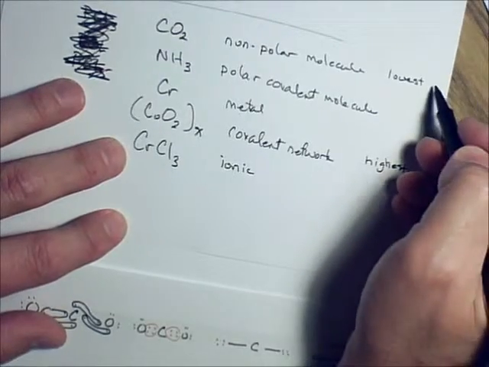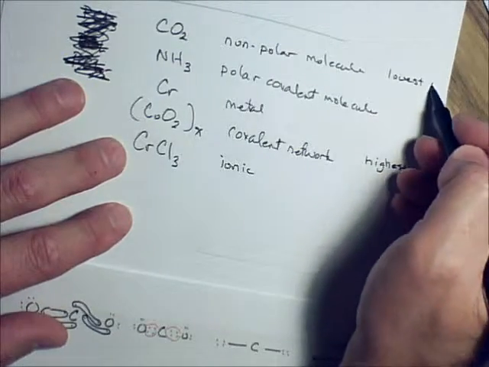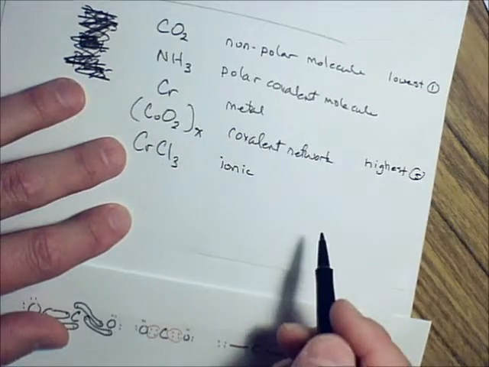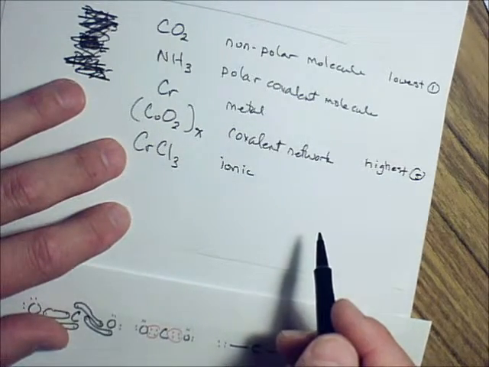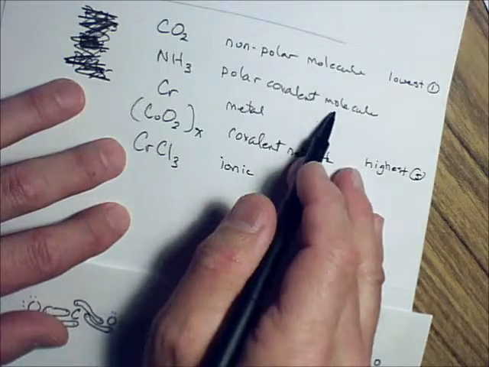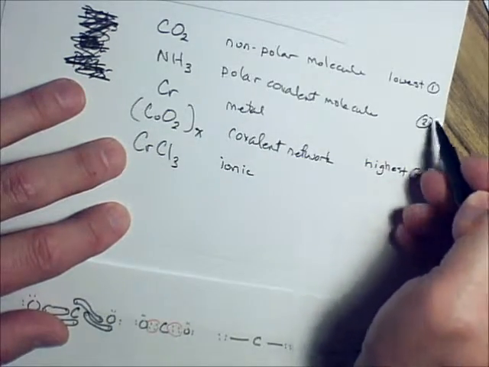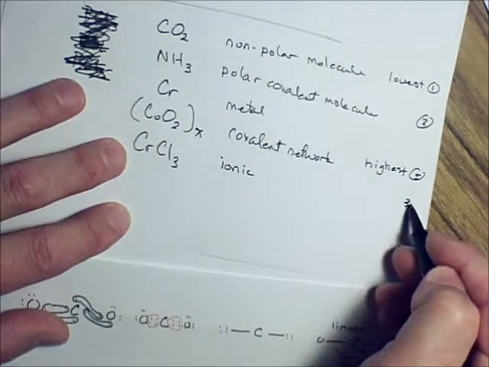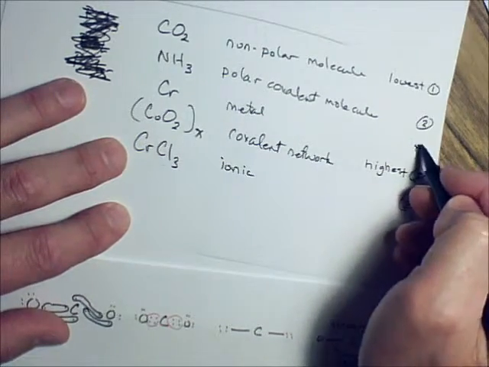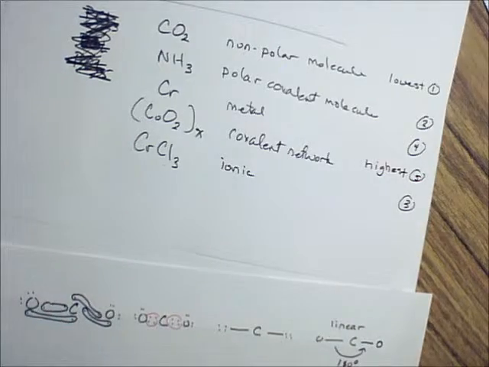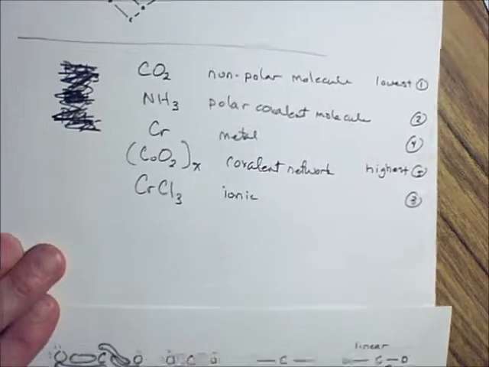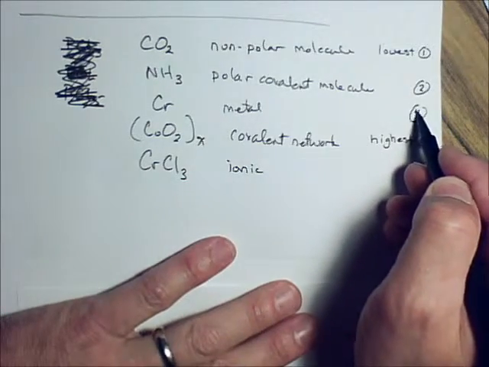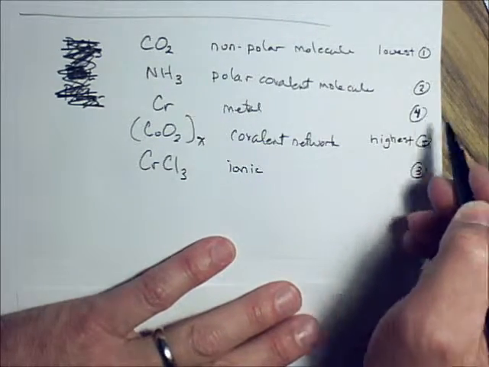Okay. So let's rank them in terms of numbers. 1 being the lowest, 5 being the highest. What's number 2? It's the polar. Polar molecules is 2. What's 3? Ionic is 3. 4 is metallic. Metal is 4. 2 is polar. So 1, 2, 4, 5, 3.